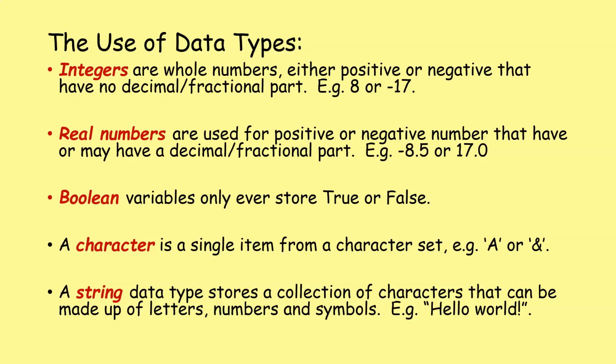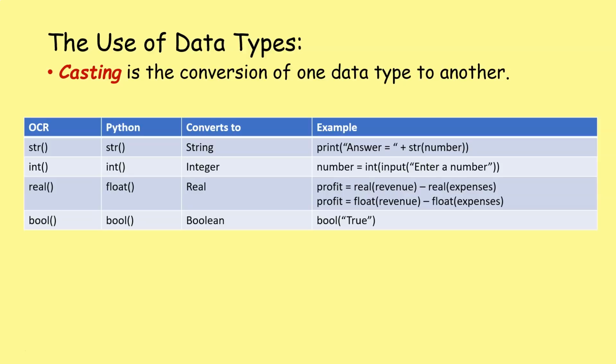Boolean variables only ever store true or false. A character is a single item from a character set, for example, the capital A or the ampersand symbol. A string data type is a collection of characters that can be made up of letters, numbers, and or symbols. So for example, hello world exclamation mark is a string. Casting is the conversion of one data type to another.